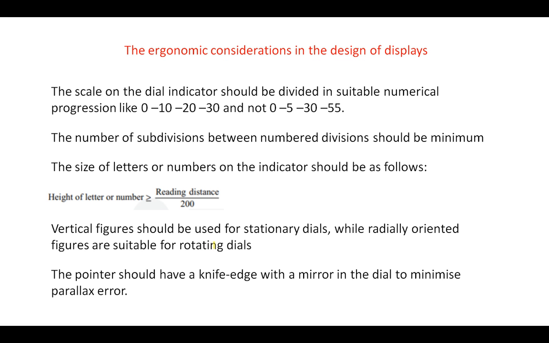So first we will see what parameters we should consider while designing a display. While designing a display, these five things I have mentioned need to be considered. First one is the scale on the dial indicator should be divided in suitable numerical progression.